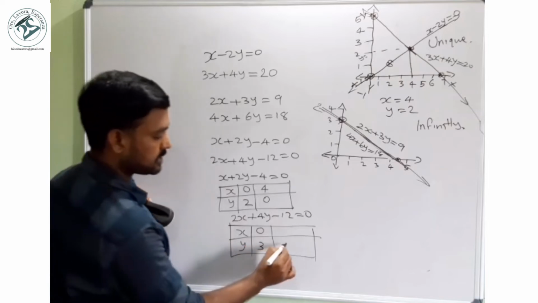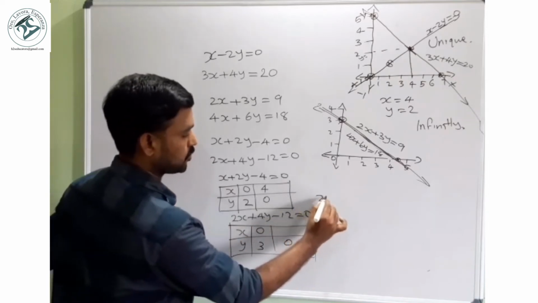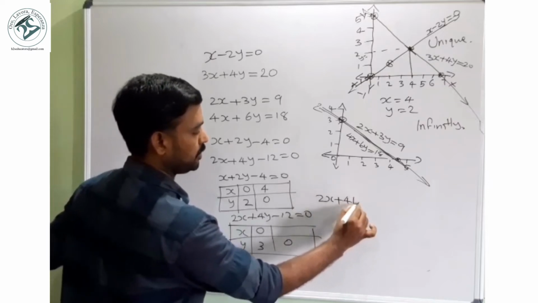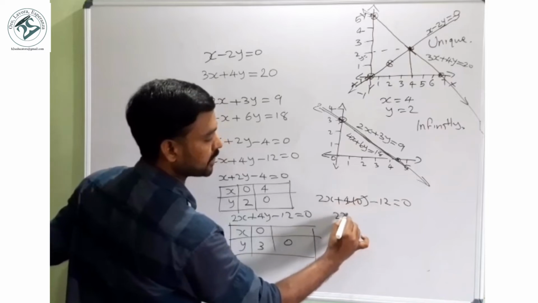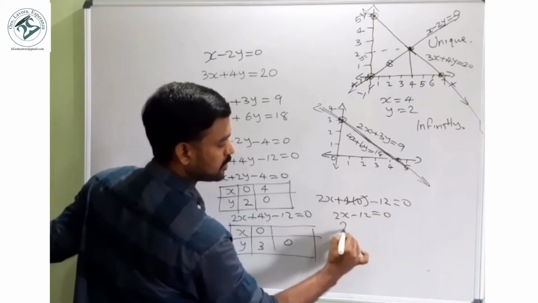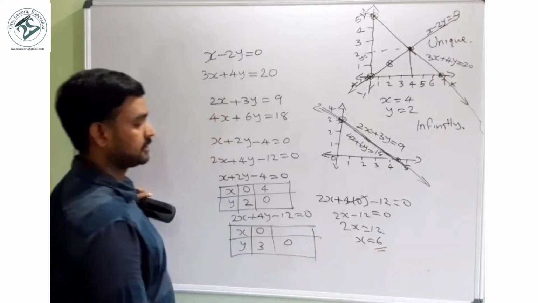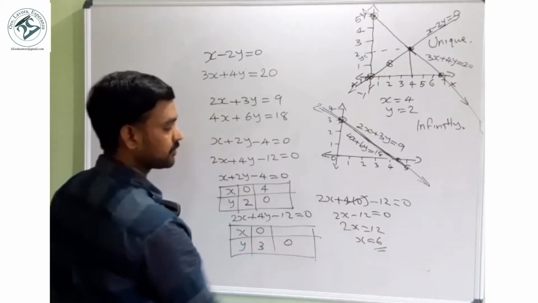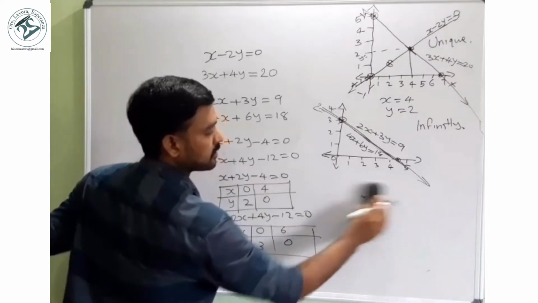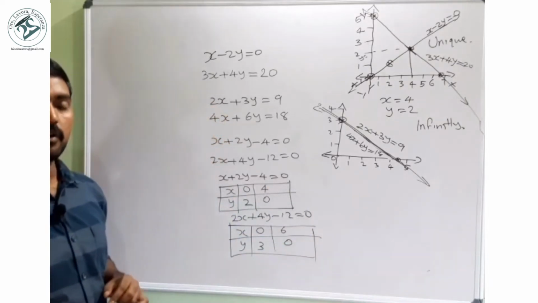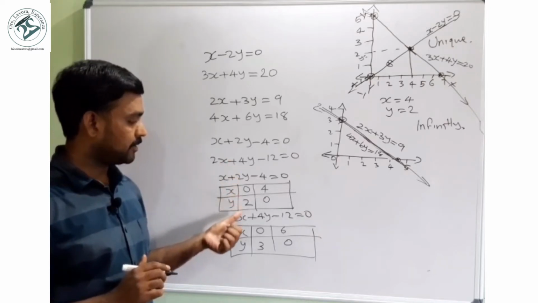Now y is equal to 0. We can give here 0. So what will happen? 2x plus 4 into 0 minus 12 is equal to 0. This will be 0. So 2x minus 12 is equal to 0. 2x is equal to 12. So x is equal to 6, because this 2 transposed, 12 divided by 2. So we got here 6. So my dear students, when we find the table, we get two tables.